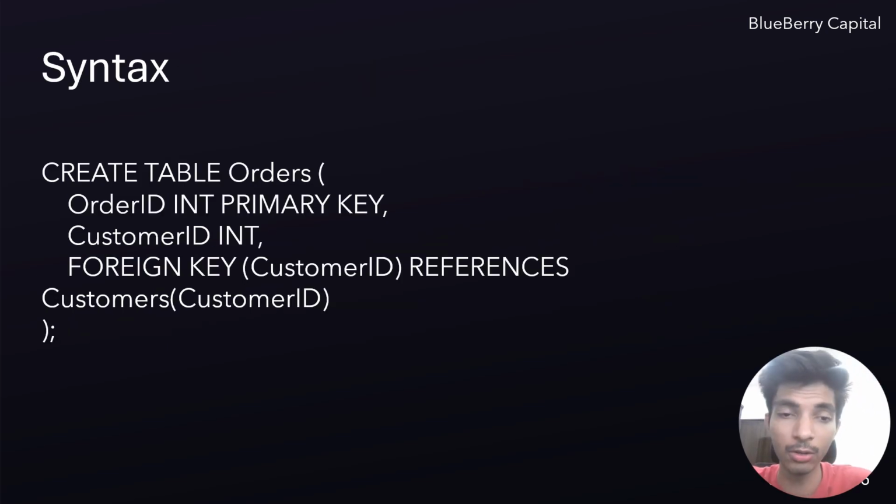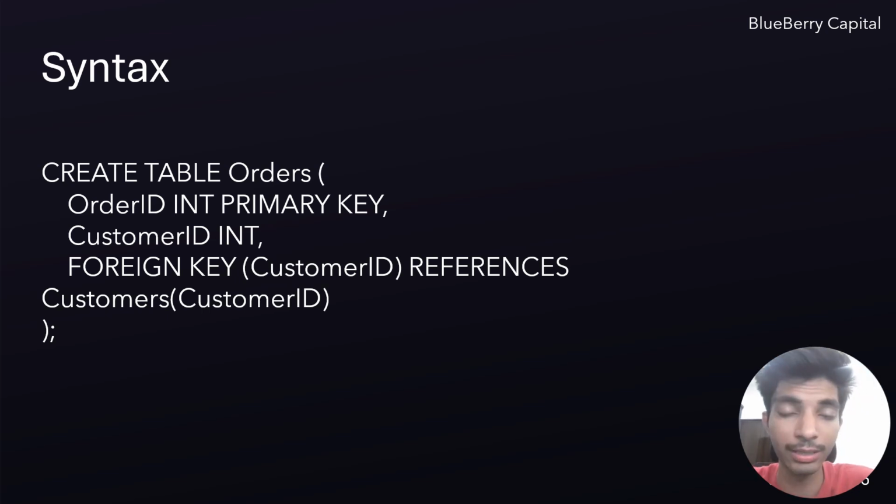Also, this is the normal syntax for how you create a foreign key. You basically create a table called orders, and for example, let's say every order ID is an int and it's the primary key there, and the customer ID is also an int, and then the foreign key is basically customer ID references customer ID.